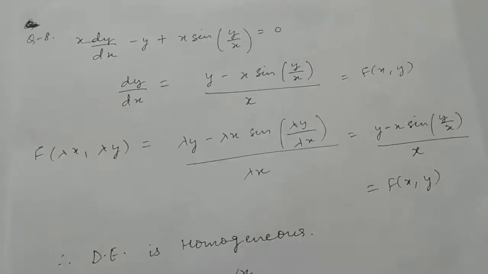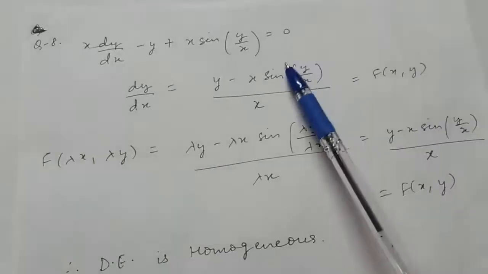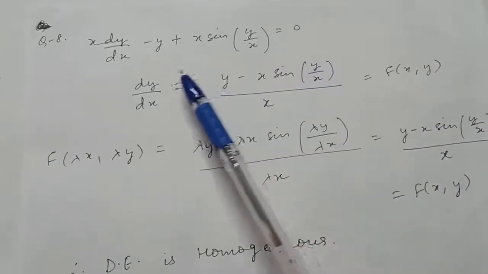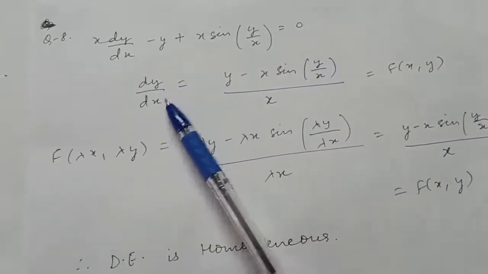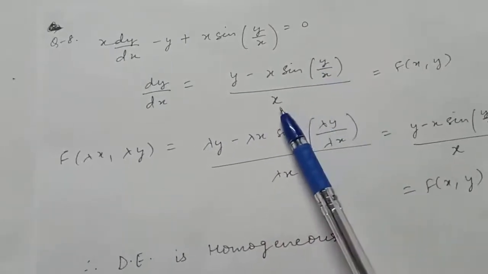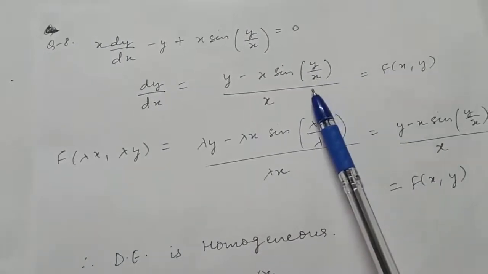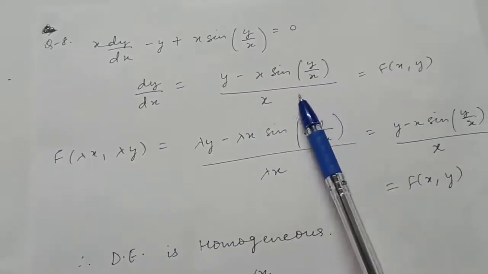Number 8th is x into dy by dx minus y plus x sin y by x is equal to 0. Calculate first of all dy by dx, which is y minus x sin y by x upon x. Let this be f(x,y). Check if it is a homogeneous function of degree 0 or not.